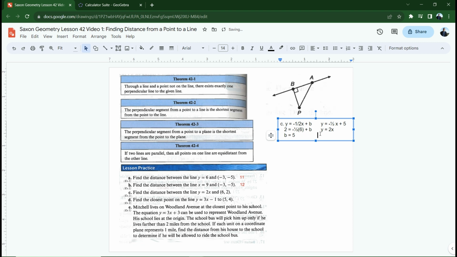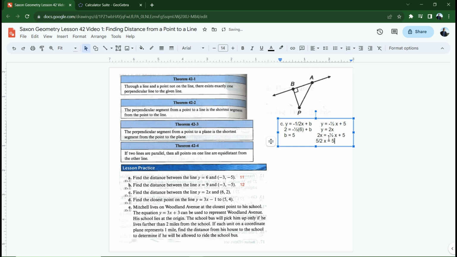So here's what I'm going to do. I have two equations in slope-intercept form. That means that both of them are equal to y by itself on one side. I'm going to substitute, instead of y in the first equation, I'm going to substitute 2x. So it's going to look like this. 2x equals -1/2 x plus 5. I'm going to add 1/2 x to both sides. That gives me 2.5 x equals 5. 2.5 is the same as 5/2, so 5/2 x equals 5.